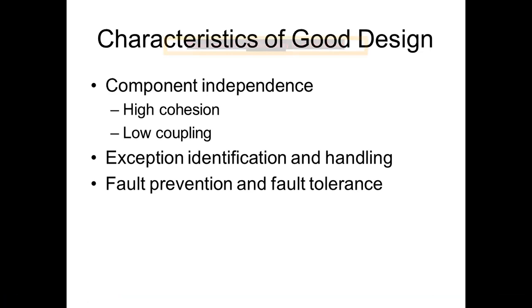Cohesion means the interdependency among the elements or components in a module. That is called cohesion. So this is the first characteristic of good design: component independence. Second is exception identification and handling. Third is fault prevention and fault tolerance. For good design, we will take care of all these things: independence between the components, exception identification and handling, fault prevention and fault tolerance.